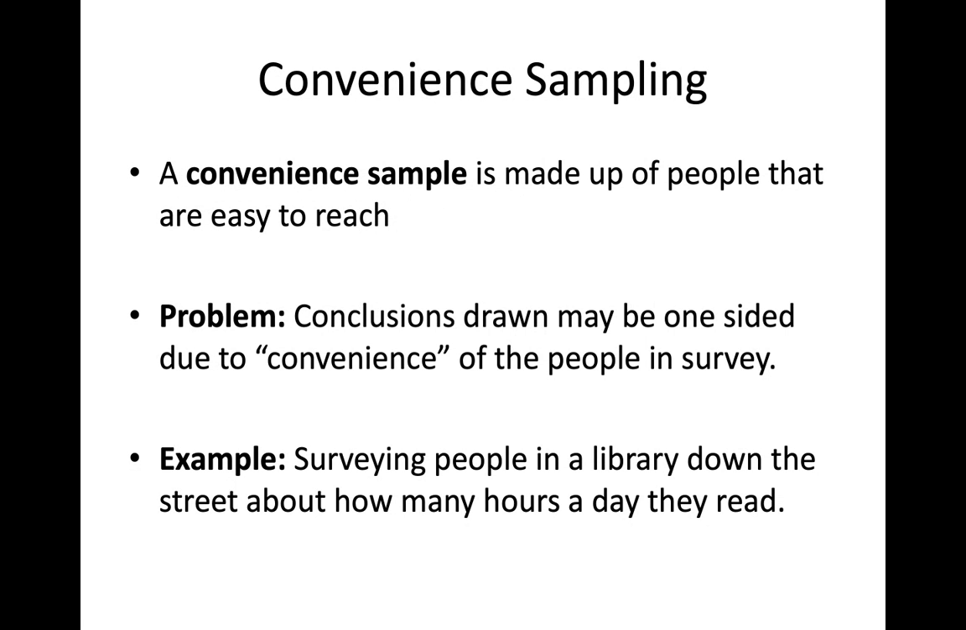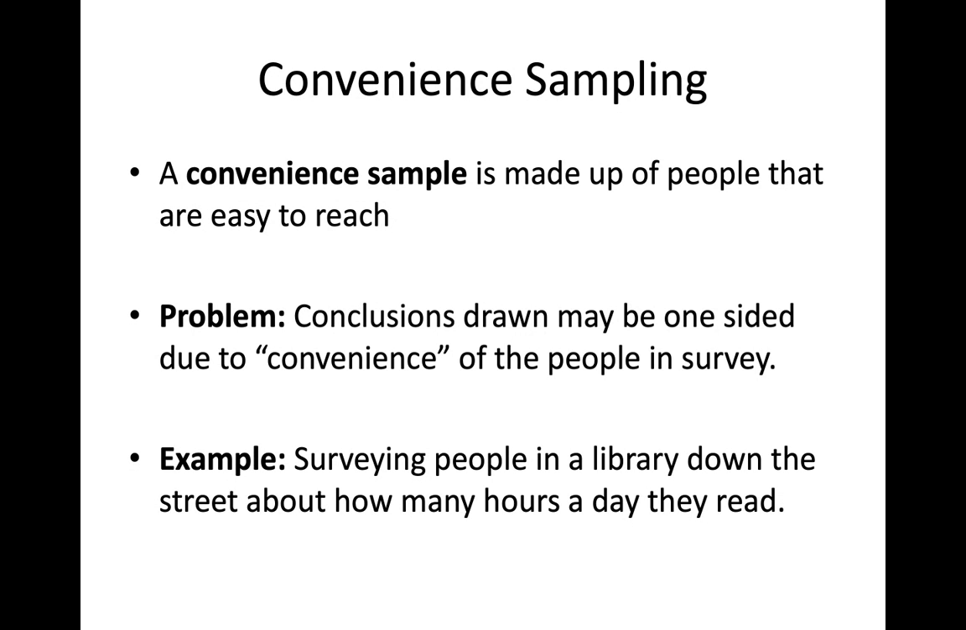Convenience sampling. When you think of something that's convenient, it means it's easy for you to access. So a convenience sample is made up of people that are easy to reach or easy to access. Problem: conclusions drawn may be one-sided due to convenience of the people in a survey. This means that you might have a very biased result from only interviewing people that are convenient to you.